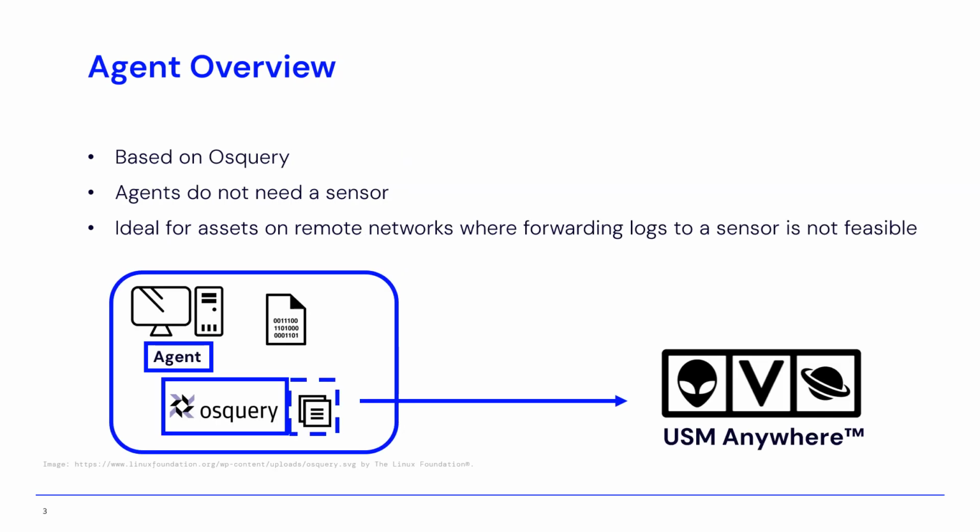The LevelBlue agent is based on OS query and communicates over an encrypted channel to send data directly to the USM Anywhere service, bypassing the USM Anywhere sensor. It also buffers data locally when the connection to USM Anywhere is unavailable.